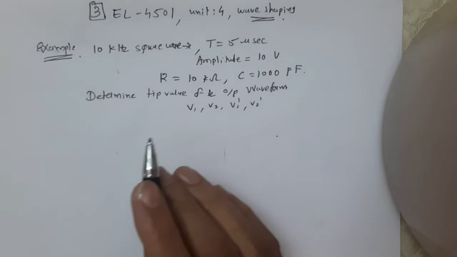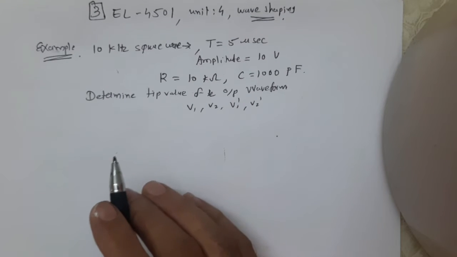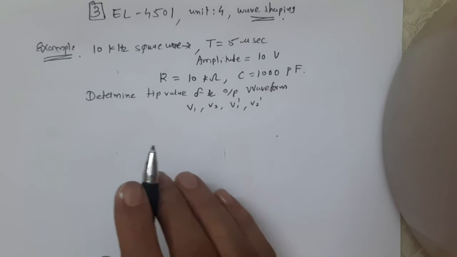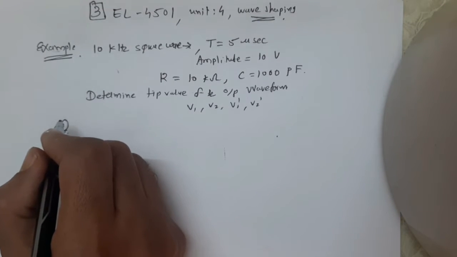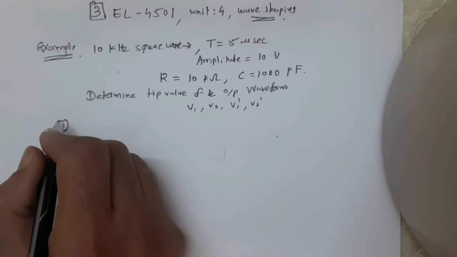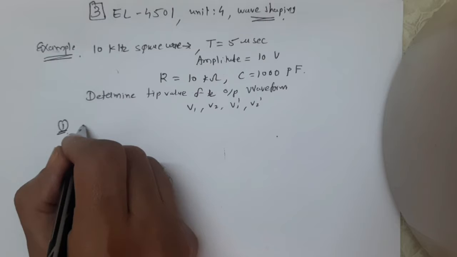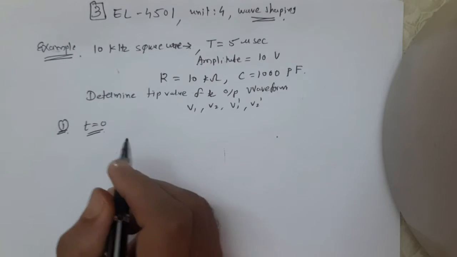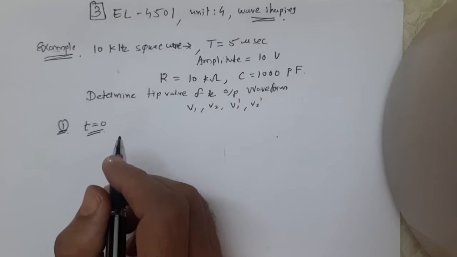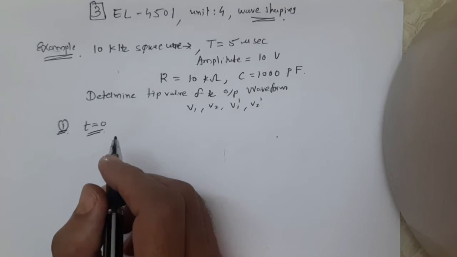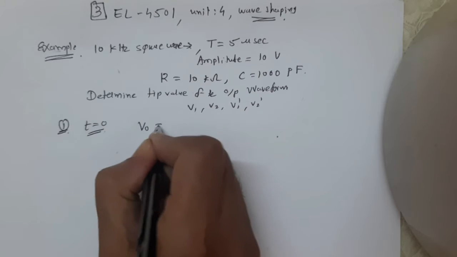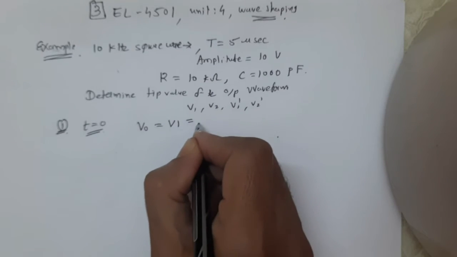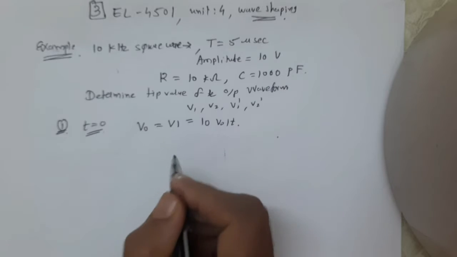We found the equations in the last two lectures, right? So how to find this? First of all, from the equation or figure in the last lectures, at t equal to 0, what happened? The capacitor C behaves as a short circuit and therefore the full input voltage appears across the load. So the output voltage at t equal to 0 second, V0 is equal to V1 is equal to 10 volt. This is your first answer.